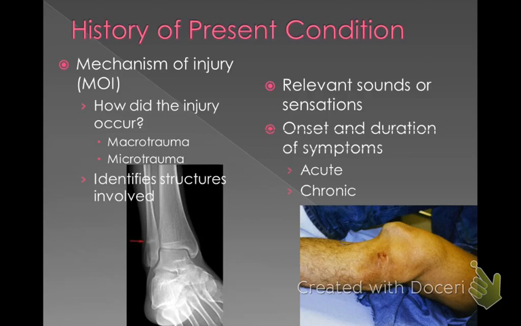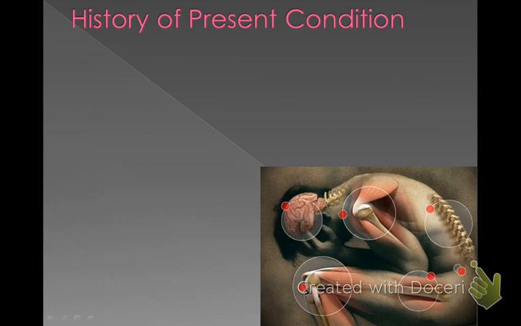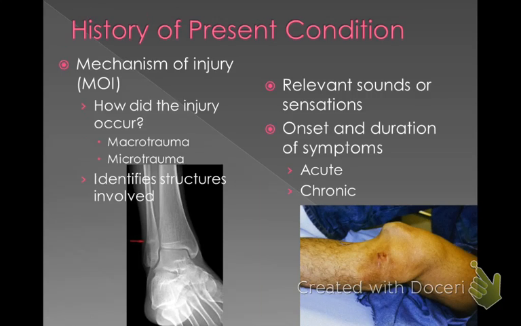And then you also want to know whether it was acute, meaning it was more of a macro trauma that occurred, or whether it was chronic, meaning it was more micro traumatic in nature. So again, acute meaning macro trauma, and chronic meaning micro trauma. How long did the symptoms take to occur? How long had they been doing the task? Those would be questions that you would want to ask.